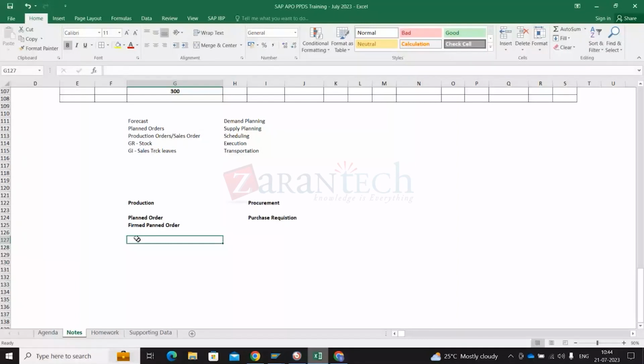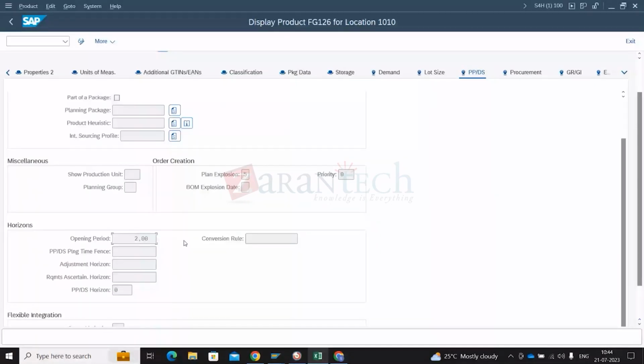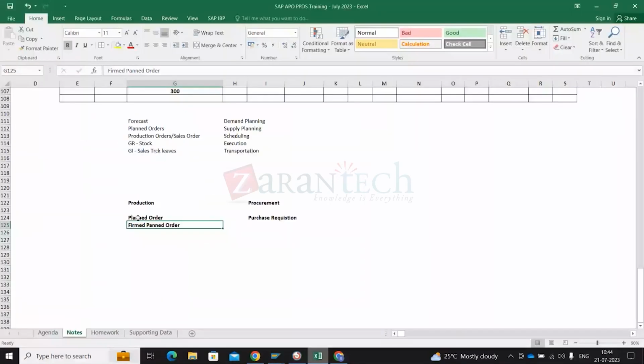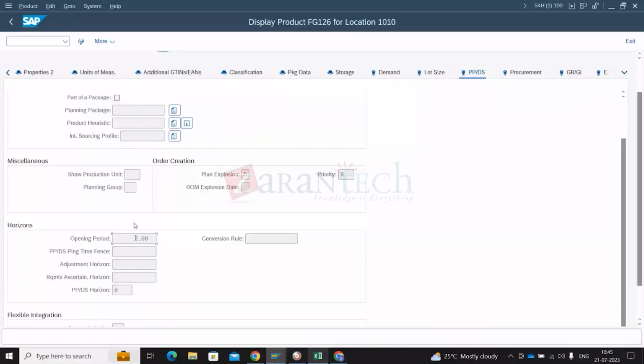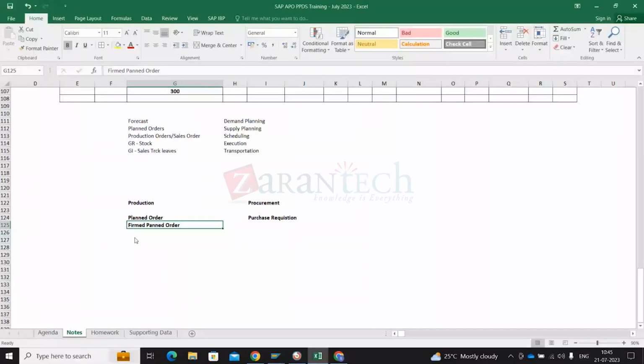And that firming comes via settings where you say opening period of 2 weeks. It means that for an order within the firming period before its start date, it would automatically get firmed within PPDS. So if you apply a 2-week firming opening period, then it would get firmed. This firmed order goes to S4. When I say firmed order, it means it changes its ATP category. Some sort of firming indicator on the order gets applied, and that firming indicator goes to S4. I will show you how it looks.